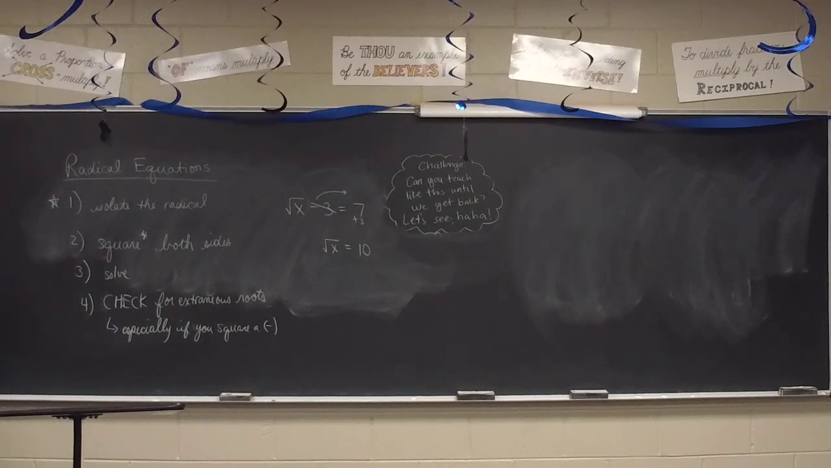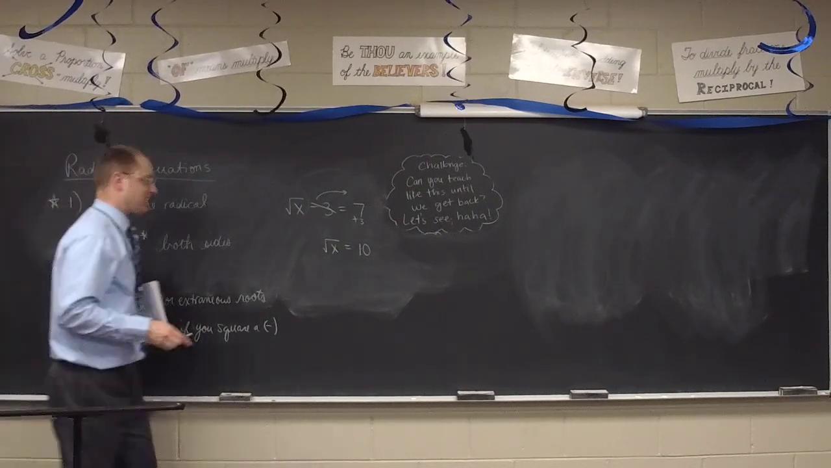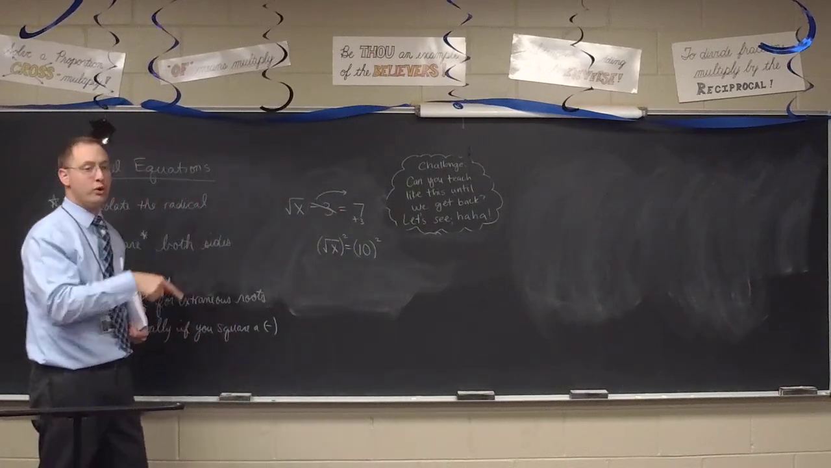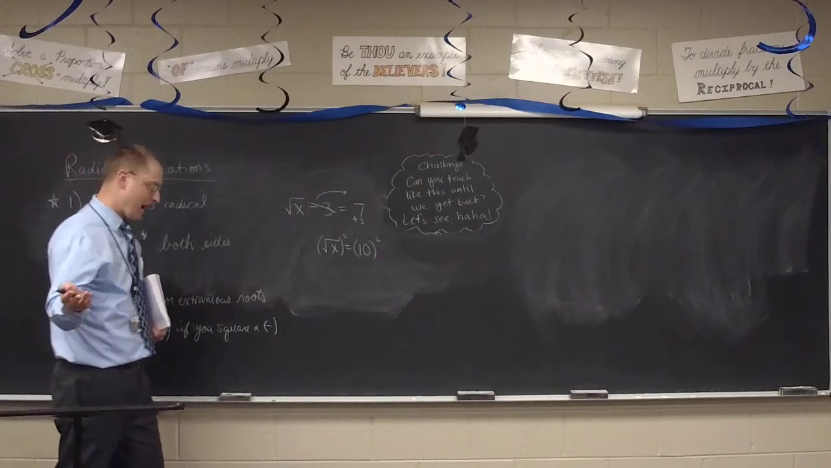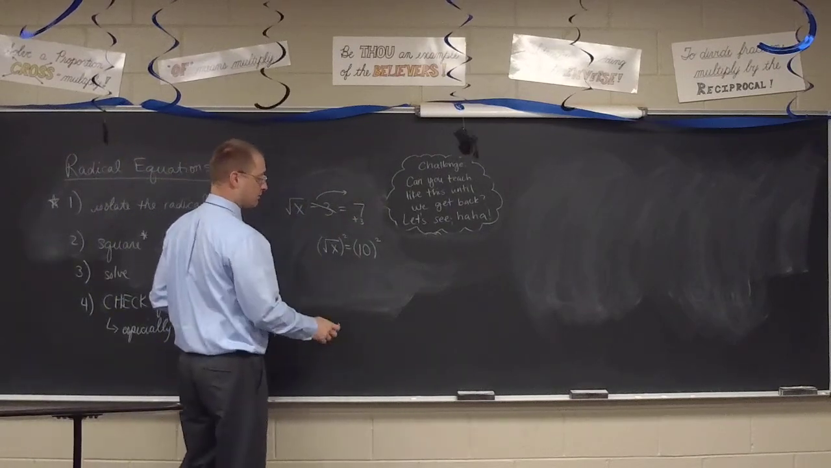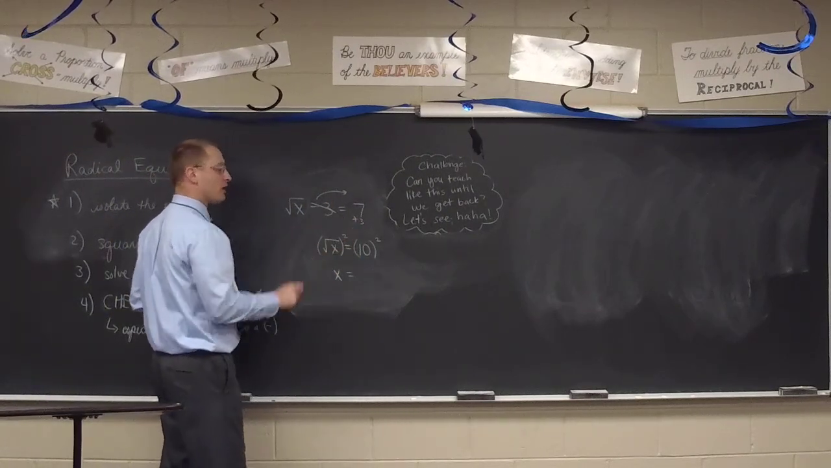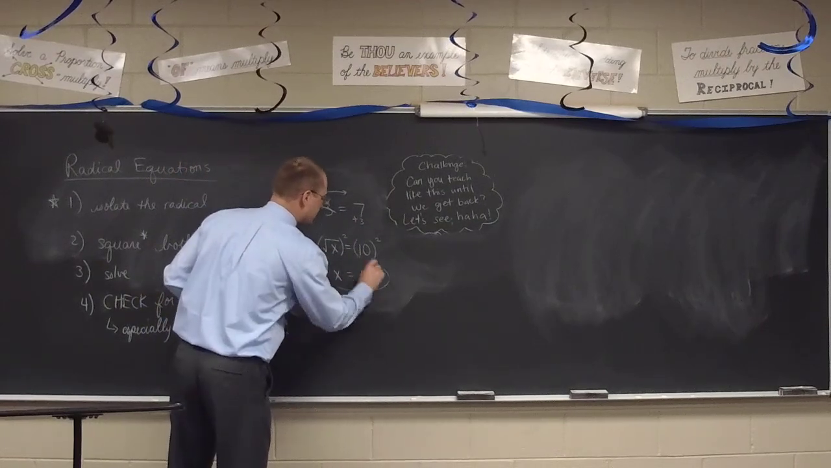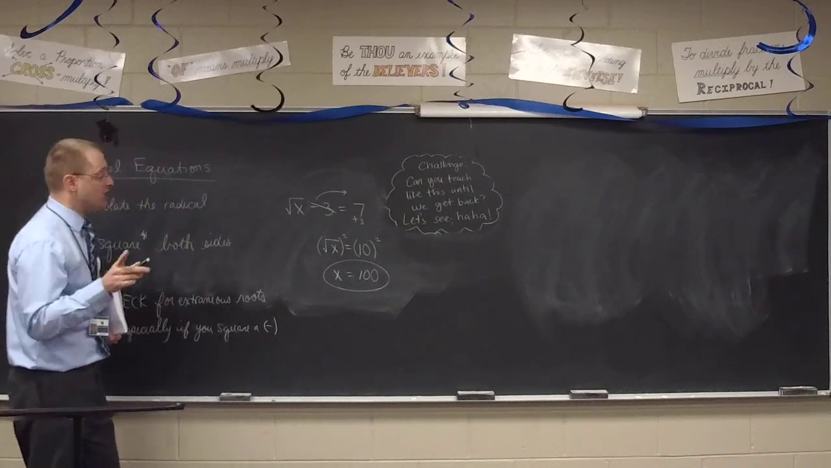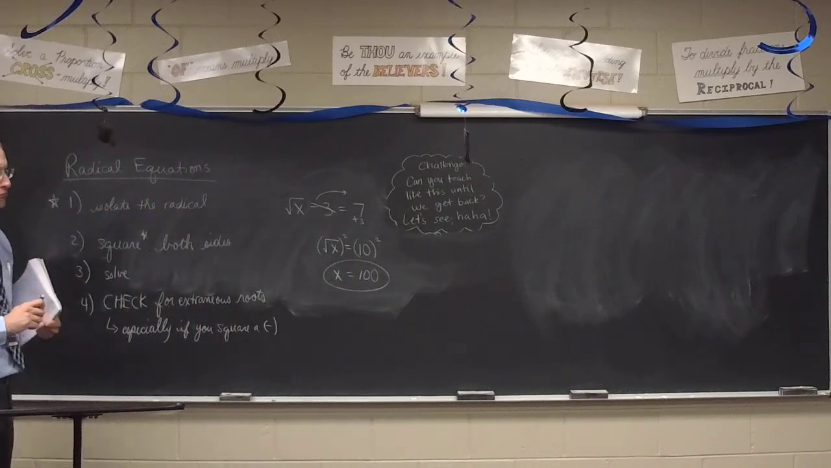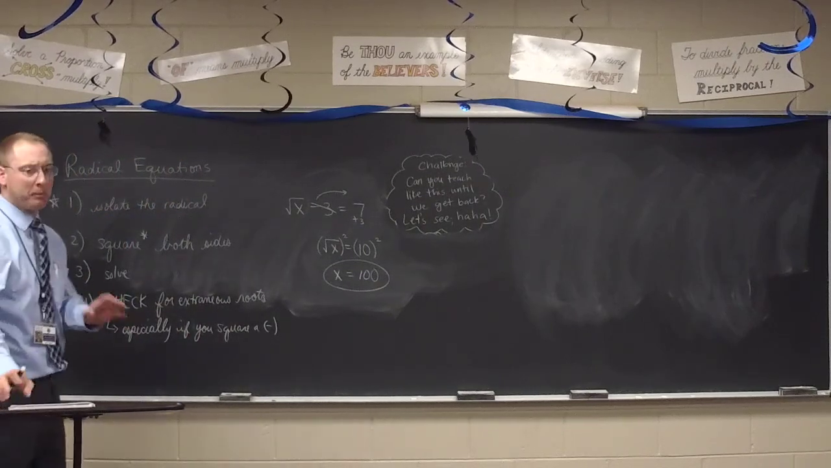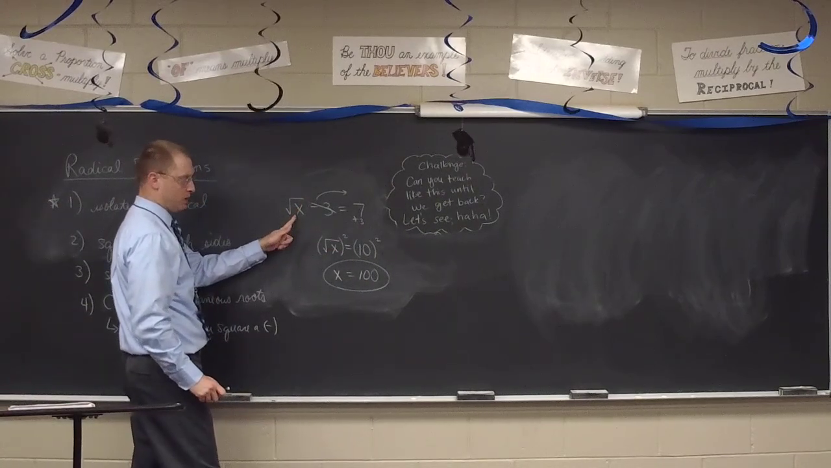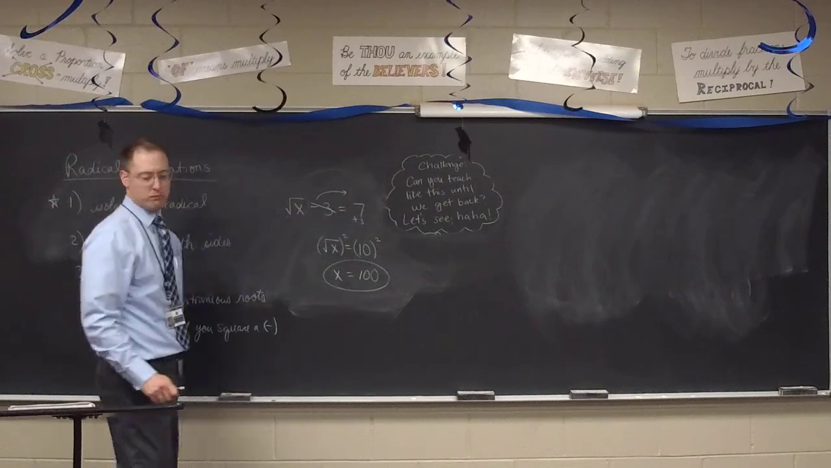Step number 2, class. Square both sides. And it's important to remember as we square both sides that when you square a square root, you get the radicand. So I square the square root of x, and then I square the 10, which is 100. And there's my answer, I think. Did I square a negative? No, I never squared a negative. So it's probably not extraneous. Let's just check real quick. Class, what's the square root of 100 minus 3? It checks.